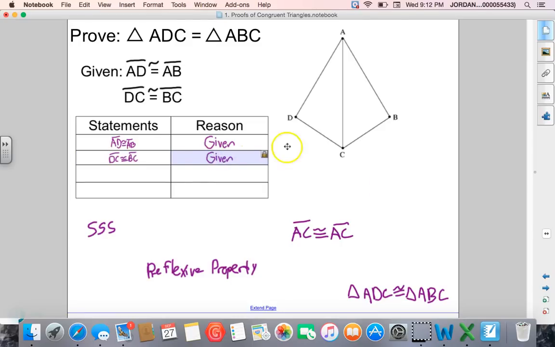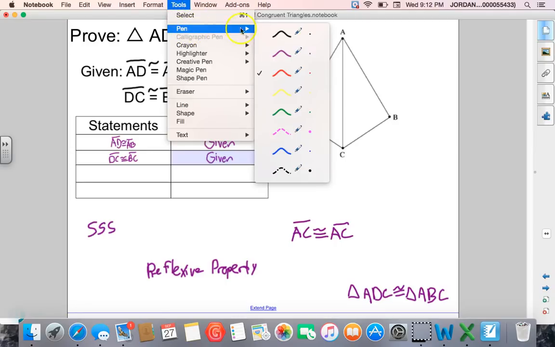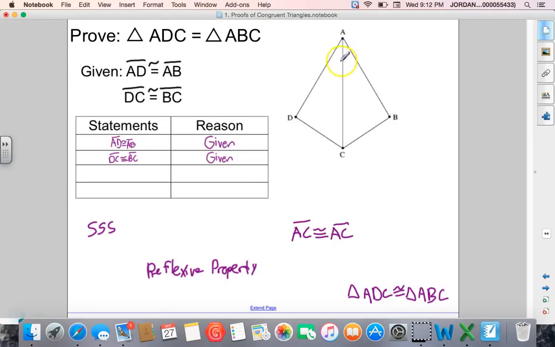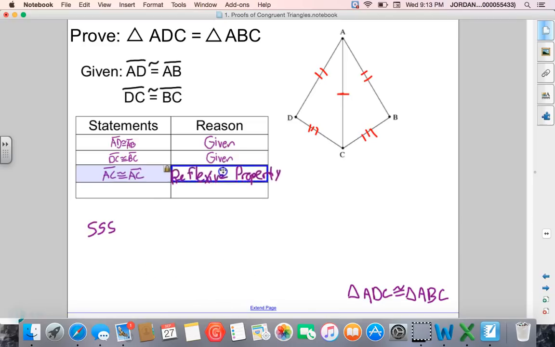What else do we know? Well, we know that this side, of course, is the same as itself. So we could put these markings for AD and AB, and then DC congruent to BC. But we also know AC is congruent to itself. So if we're going to say AC is congruent to itself, we would use this for our statement. That's something else that we know. We weren't given that, though. We had to determine that on our own. How do we know that? We knew that because of the reflexive property. The reflexive property just tells us something is congruent to itself. That's where the reflexive property comes in.